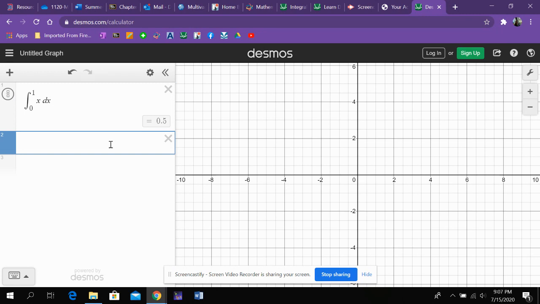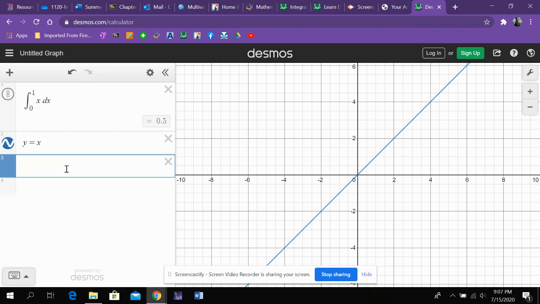I picked that example because I put in the function y equals x, you can see that it's a straight line. So the area we're talking about is the area under the curve from 0 to 1. That's a triangle, 1/2 base times height. And so you can easily see that this, in fact, gave us the right answer.